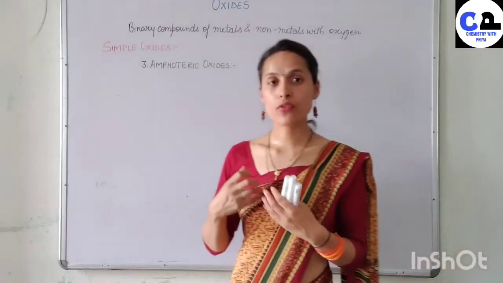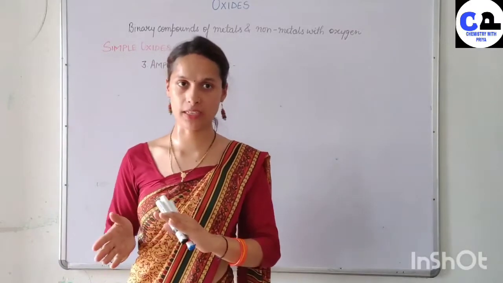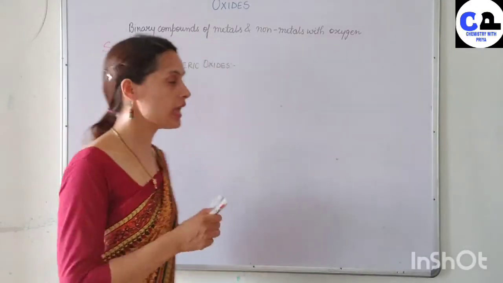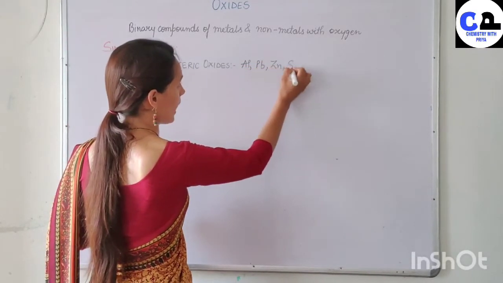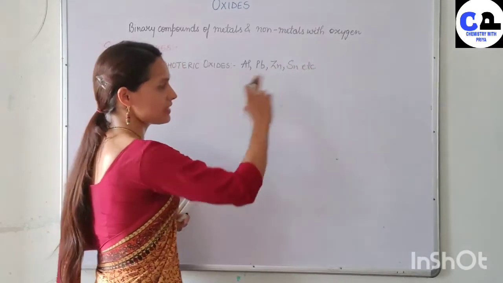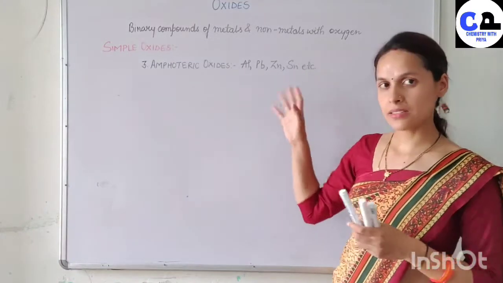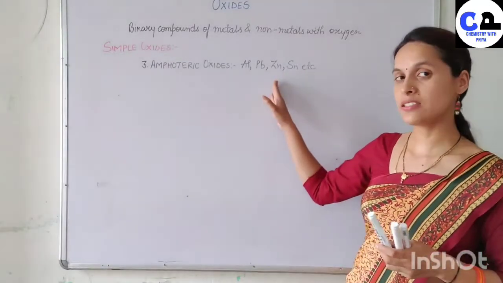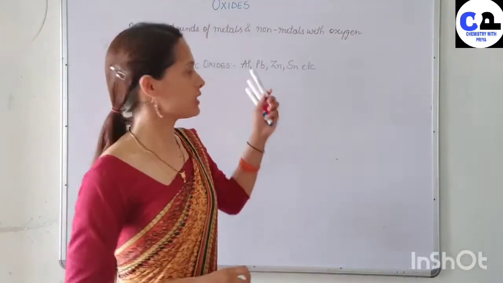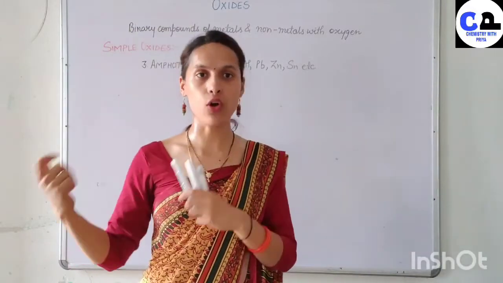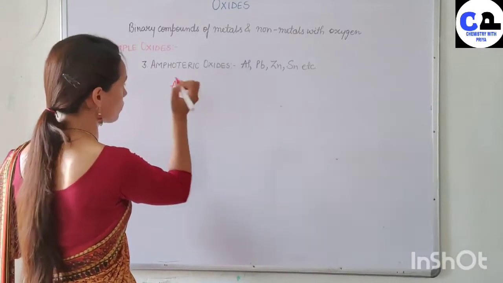Now, these oxides are formed by the elements which are on the border of the metals and the non-metals, like aluminium and lead and zinc and tin, etc. When these oxides react, they react with both acid as well as the base. Therefore, these are termed as amphoteric oxides. Let us take an example: the oxide of aluminium, that is Al2O3.